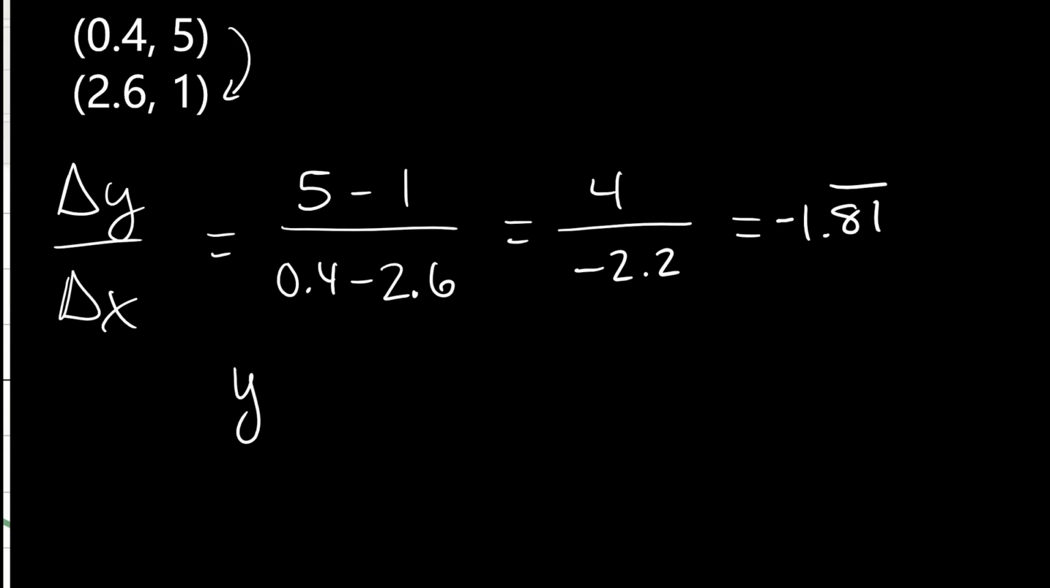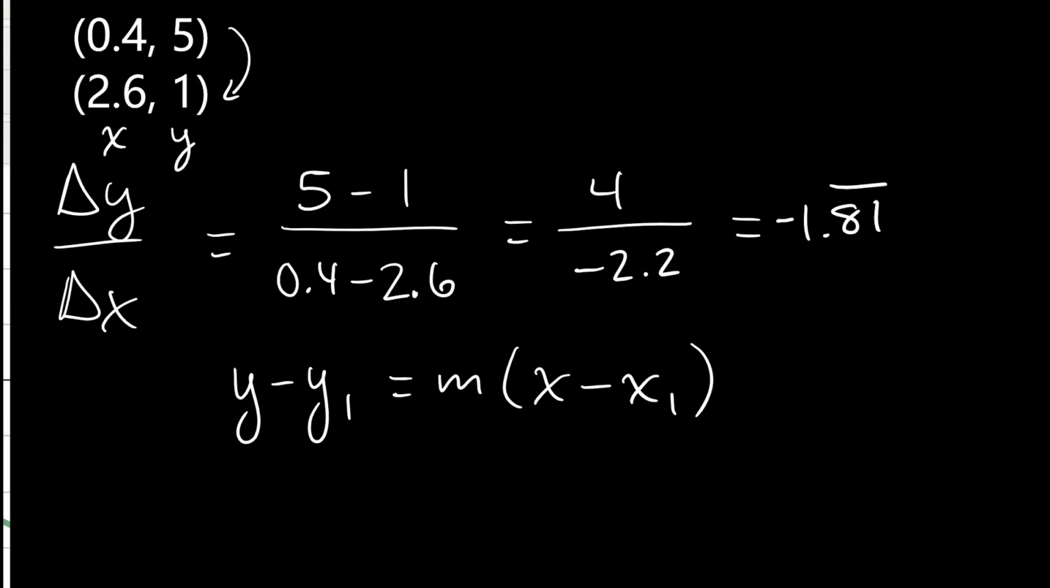It's basically y minus the y value at the point that you know, right? Because we're going to know a y, and that's going to equal the slope m times the quantity of x minus the x at the point that I know. So this will be fabulous. I'm going to use, it doesn't really matter, I'll use the second point up here. So I'm going to use 2.6 for x, and 1 is going to be my y.